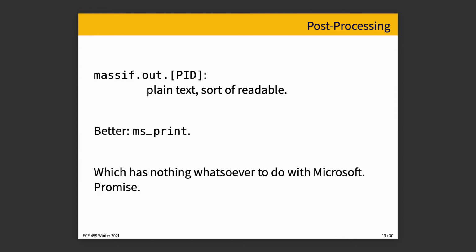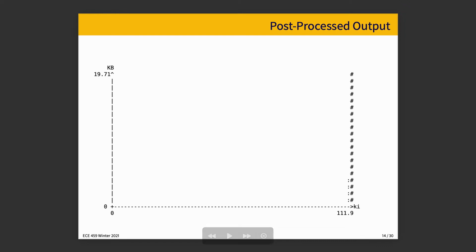If you look at the output there, which I suggest you pipe to less or something, otherwise a ton of data gets thrown at the console and that might not be the most legible. It looks more user-friendly, and although it's called ms_print, it really has nothing whatsoever to do with Microsoft, I promise. And our post-process output looks something like this. Okay, let's actually take the program for a spin and see what's going on.